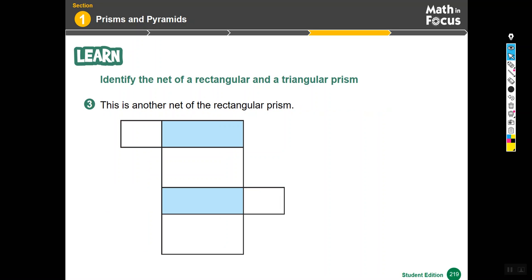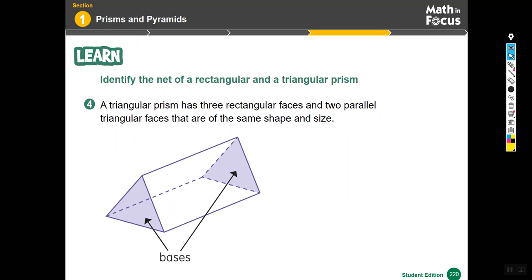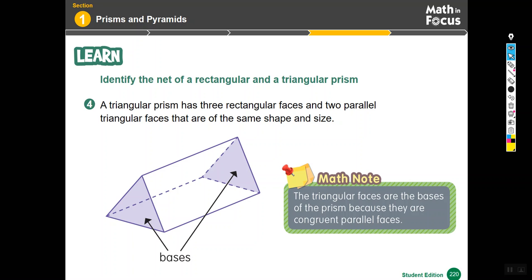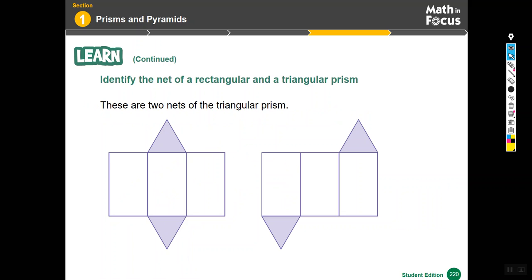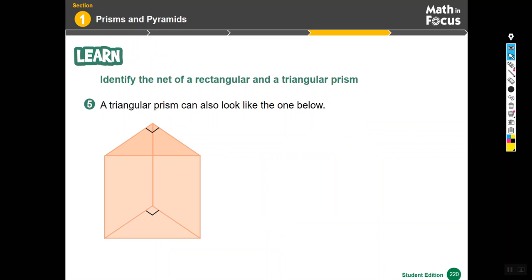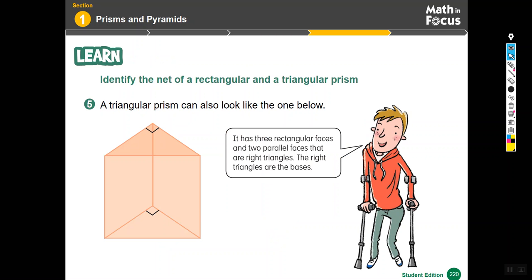Or it can be cut like this. A triangular prism has 3 rectangular faces and 2 parallel triangular faces that are the same shape and size. These can also be called bases. The triangular faces are the bases of the prism because they are congruent parallel faces. These are 2 nets of triangular prisms. A triangular prism can also look like the one below. It has 3 rectangular faces and 2 parallel faces that are right triangles. The right triangles are called the bases.